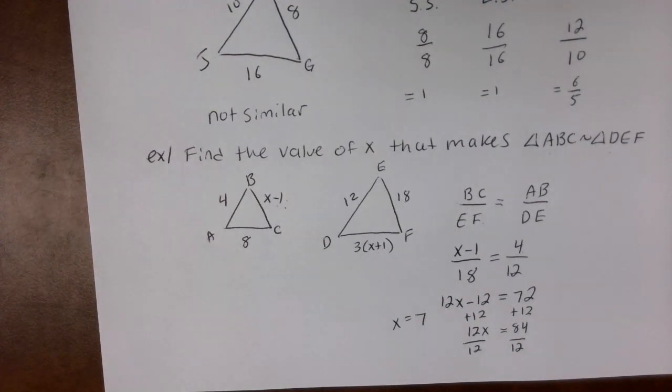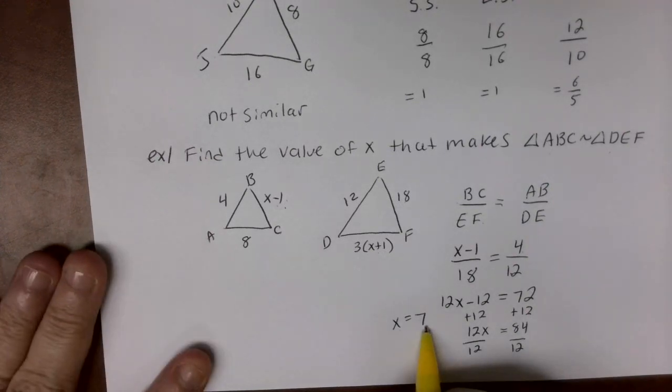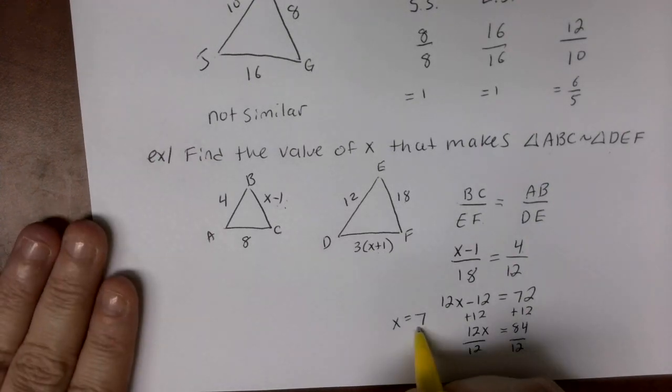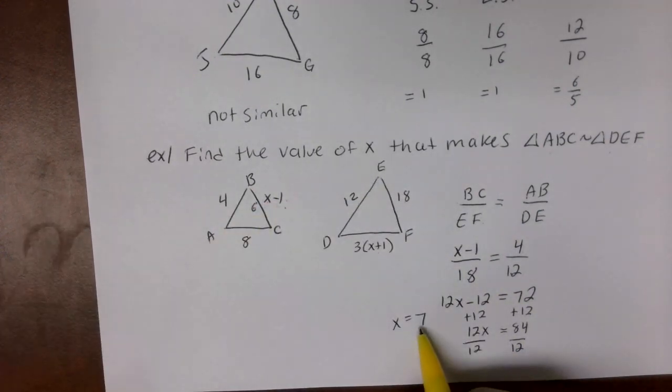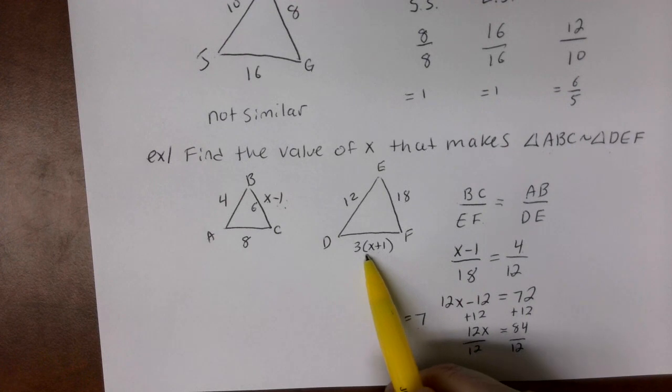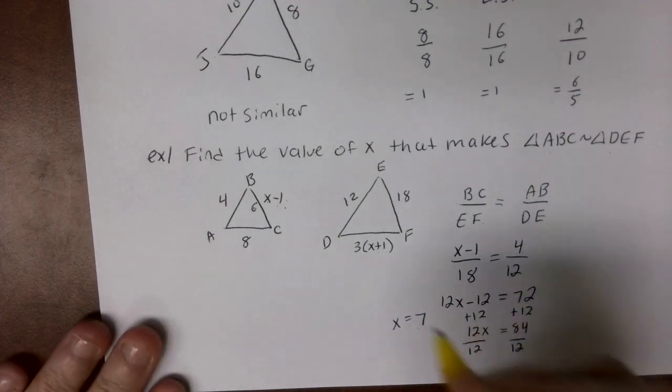Okay. And you can go through and double check once you have those that it does actually work. So if x is equal to 7, this is a way you can self-check yourself. If x is equal to 7, that means that this side is actually 6. And this side, 7 plus 1 is 8. 8 times 3 is 24.